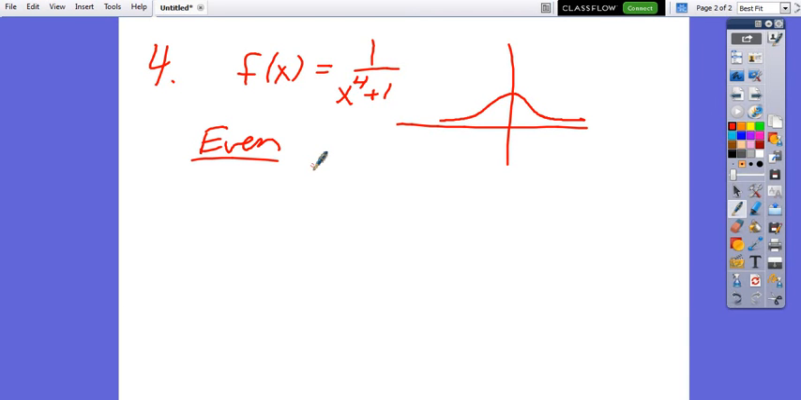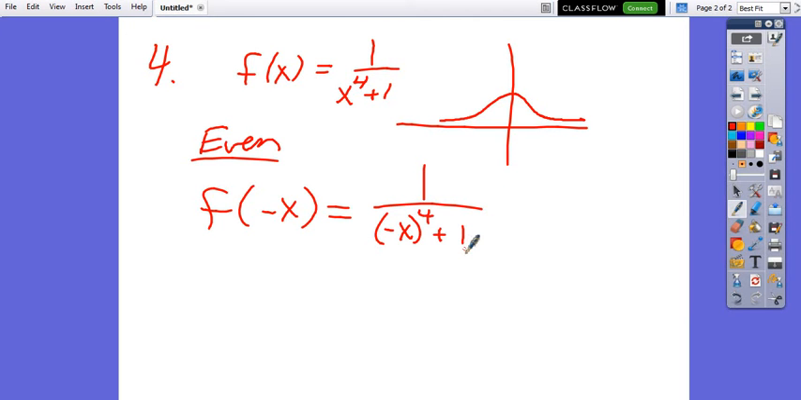So we're going to plug in negative x. You always plug in negative x to test it. So everywhere there's an x, we're going to plug in a negative x. Make sure you put parentheses around that negative x. All right, now, if I ever take a negative number to an even exponent, it's positive, right? Yes. So this is really just x to the 4th, just like it was at the beginning. So has anything changed from the original? No. So we know that this is definitely even. All right, let's look at number 5.